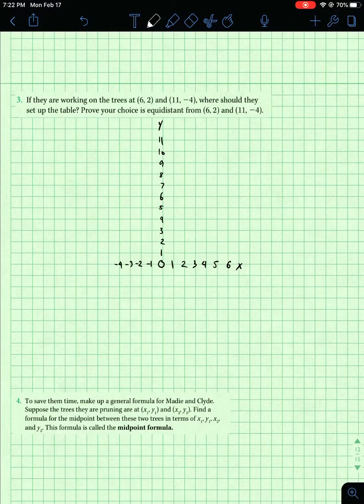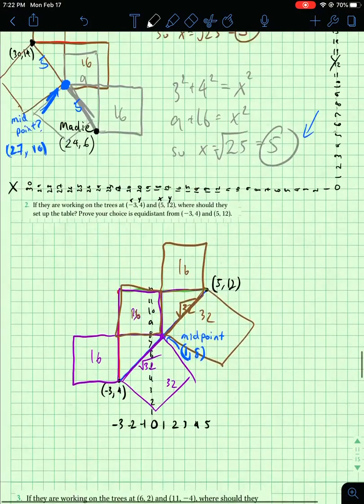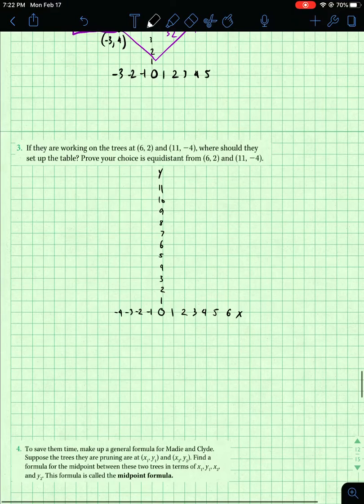Here's part 2 of the snack in the middle task. Now, Clyde and Maddie are working at trees located at (6, 2) and (11, -4). Where should they set up the table? That should be exactly in the middle between them. Prove your choice is equidistant from (6, 2) and (11, -4).